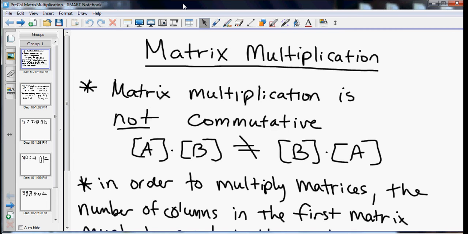So we talked about how to add and subtract matrices and how to multiply just a single number by it. That was called scalar multiplication. This is multiplying two matrices by each other, so a matrix times a matrix.